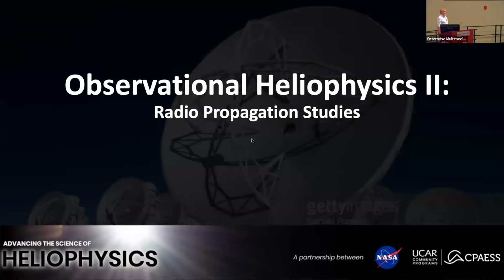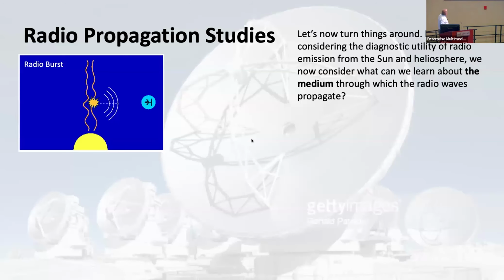All right, let's go to part 2 in the little bit of time I have left. We're going to turn things around, as I mentioned, and consider, well, okay, so how can we use sources of radio emission to probe the foreground medium? And by foreground medium, in this case, I'm going to focus exclusively on the solar wind and the corona, not planetary atmospheres and ionospheres, although that has been done as well.